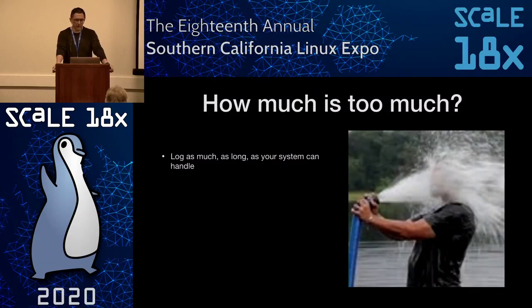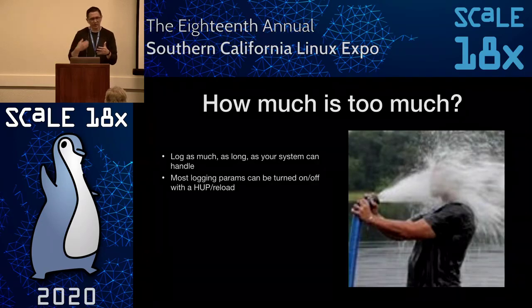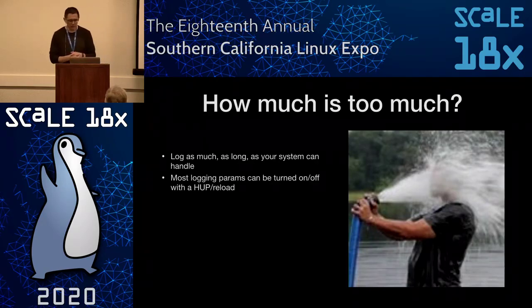The nice thing about Postgres is that you turn them all on, but it doesn't mean that you're stuck with them, because most of those items you can turn off with a HUP. So if you find that you've got too much stuff going on, you can slowly turn stuff off based on what you don't need, and then get to a comfortable spot.